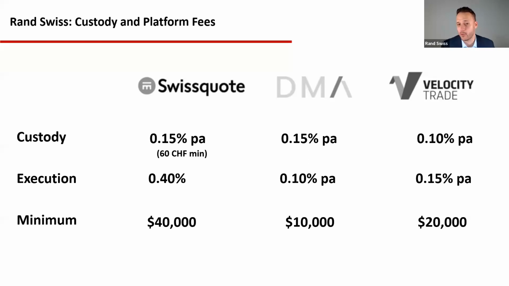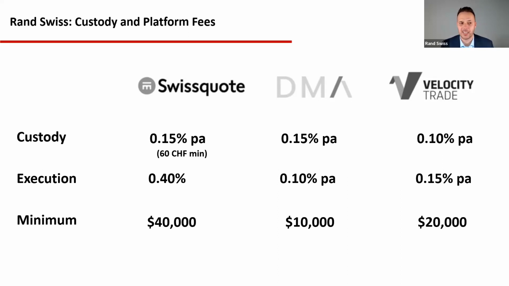Velocity require a minimum of 20,000. So like I said, we can squeeze our minimum. We've made the minimum on this product 20,000 just to make it nice and simple. But Velocity will require a $20,000 deposit in order to do this product.